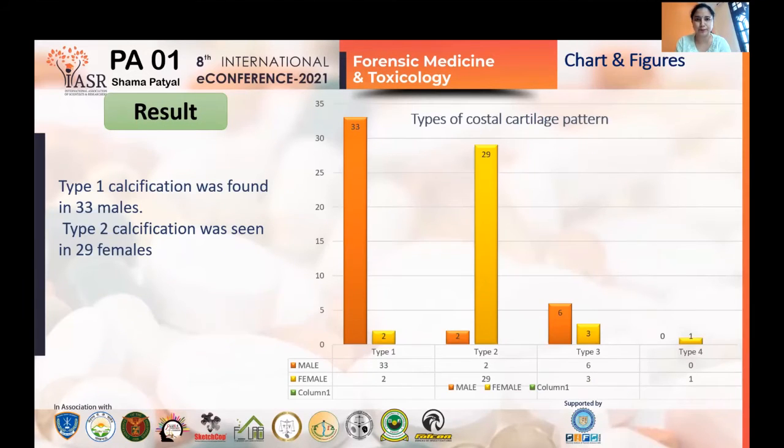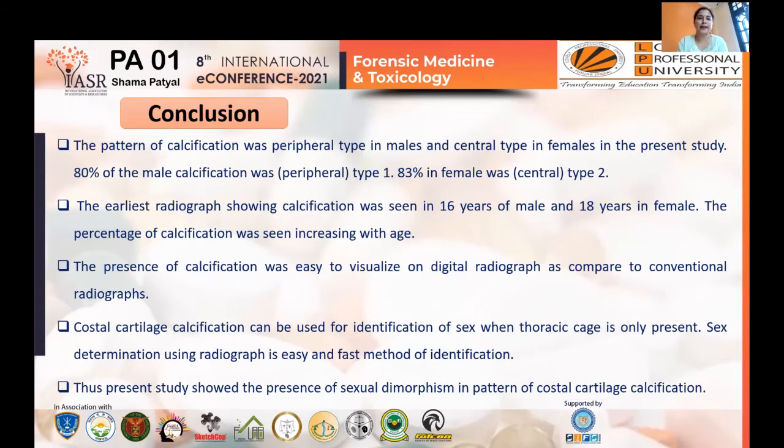Now, you can see in the image, the peripheral, that is type 1, was found in 33 males, whereas type 2, that is central, was seen in 29 females, whereas mixed calcification was found only in 6 females and 3 males. Indifferent pattern was observed only in one subject, that is in the case of only one female.